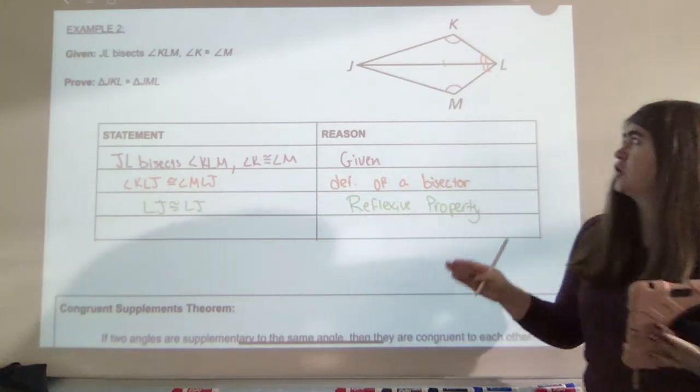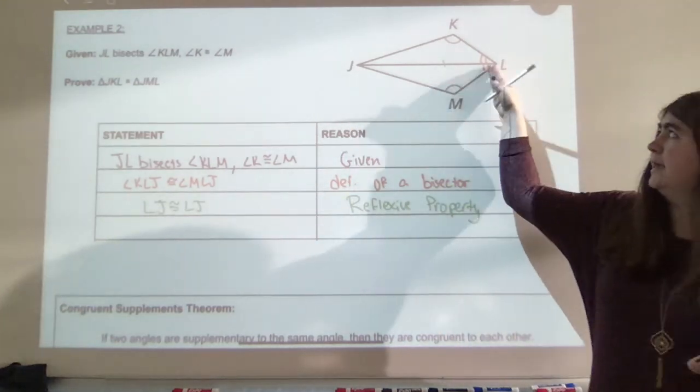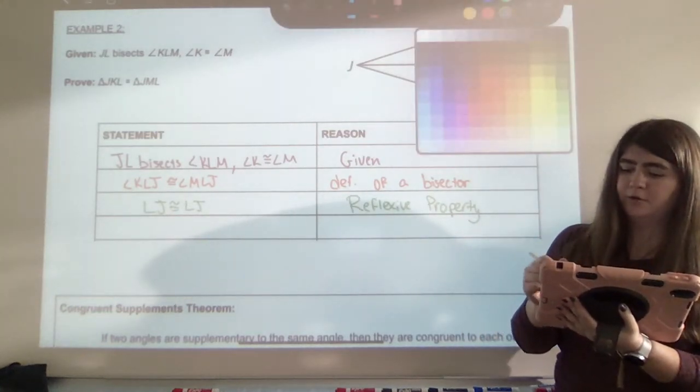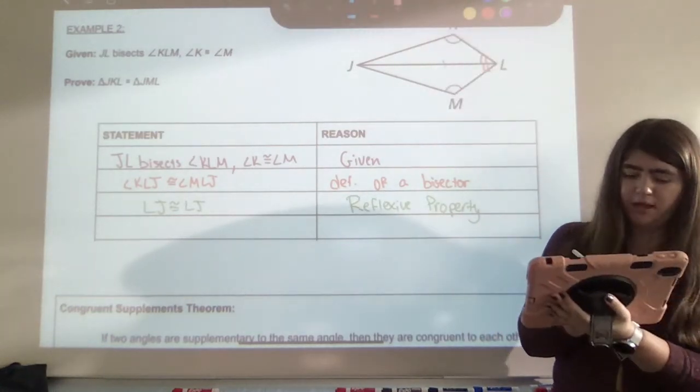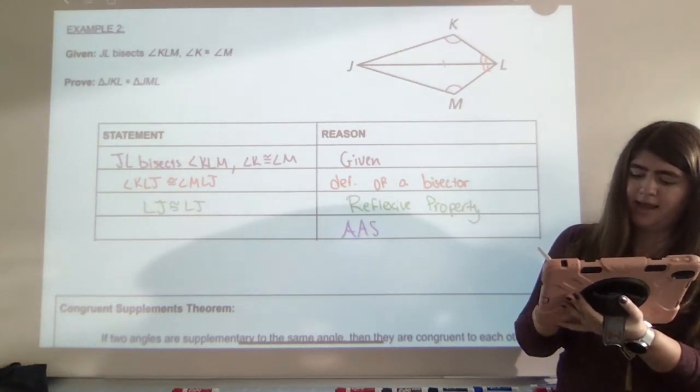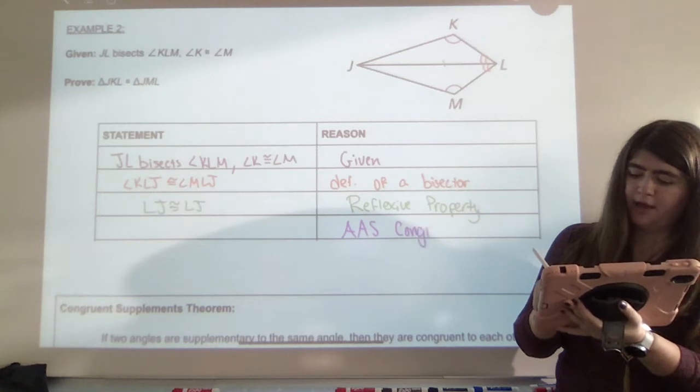Alright, so I showed an angle, and a side, so that means that I was able to prove that I have two congruent triangles using the angle, angle, side congruence postulate.